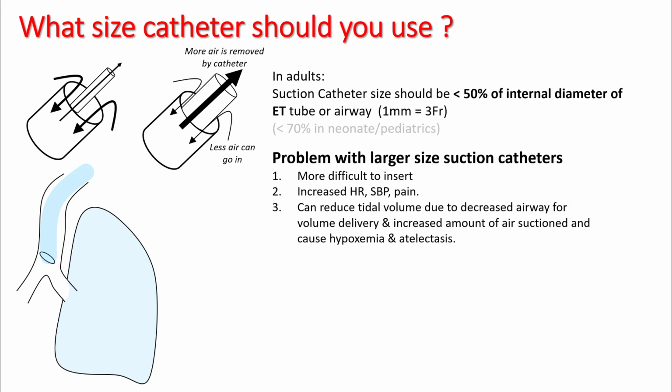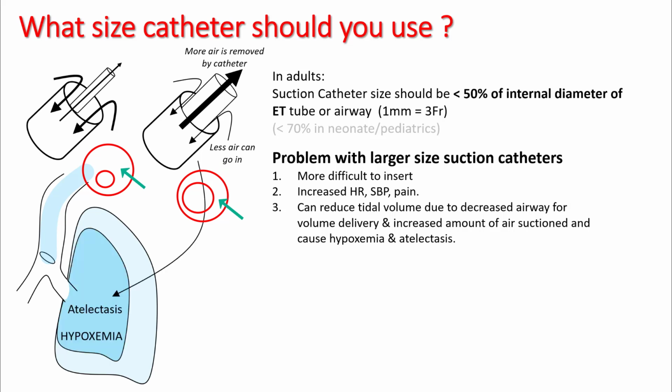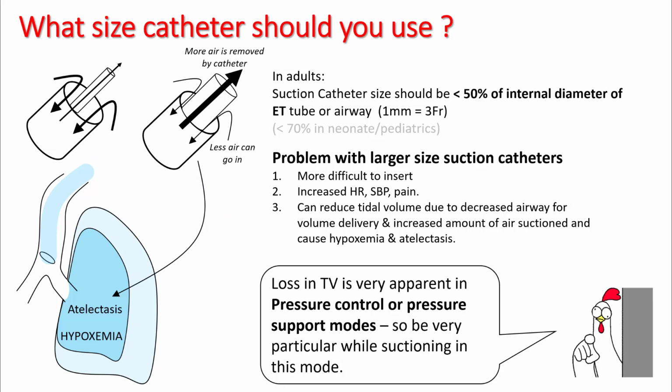The other important thing to understand is it can reduce the tidal volume due to decreased airway for volume delivery. So more air is removed by the catheter because its diameter is bigger, and less air can go in because the effective airway by which the tidal volume is going in is decreased. This will result in a higher degree of atelectasis and hypoxemia. This is really important in patients on pressure control or pressure support modes, so be very cautious while suctioning in these modes.